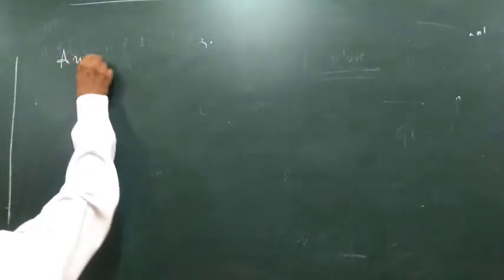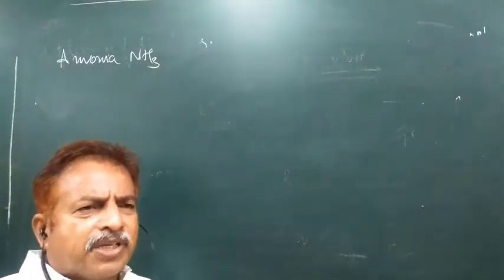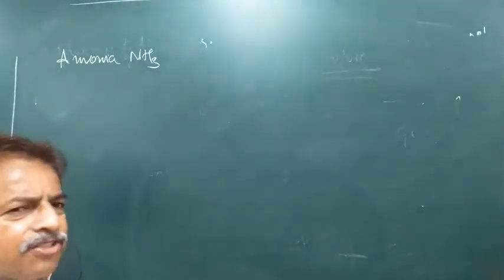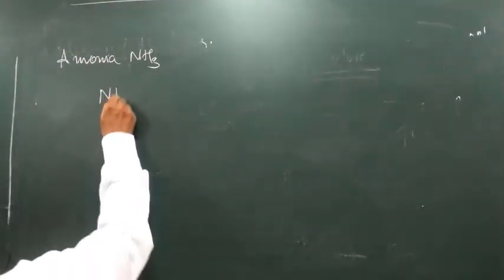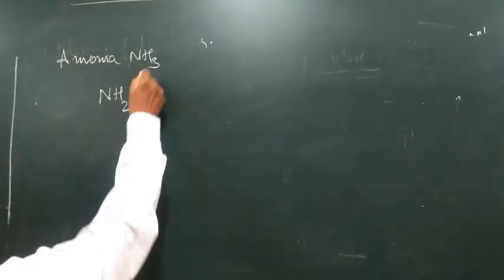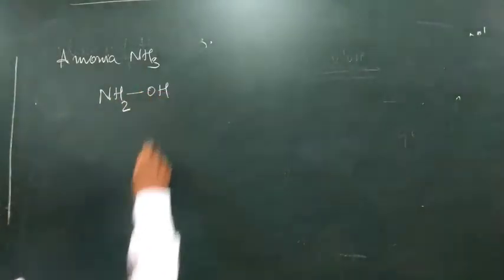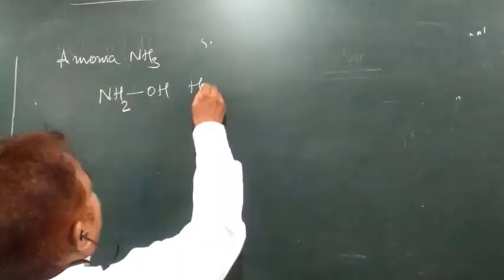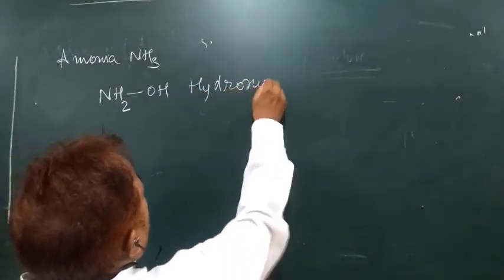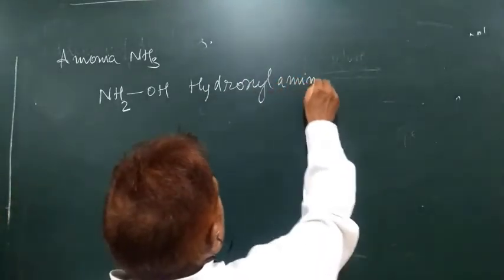Reaction of carbonyl compounds with ammonia derivatives. What is ammonia? Ammonia is NH3. When one hydrogen atom of ammonia is replaced by other groups, we get ammonia derivatives. For example, in NH2, one hydrogen atom is replaced by OH, therefore it is known as hydroxylamine.